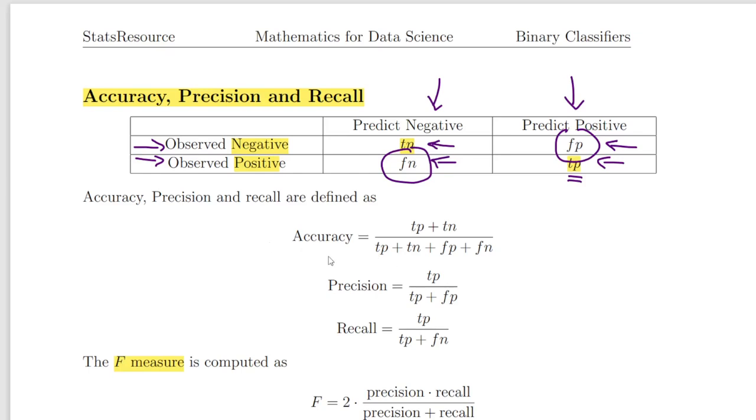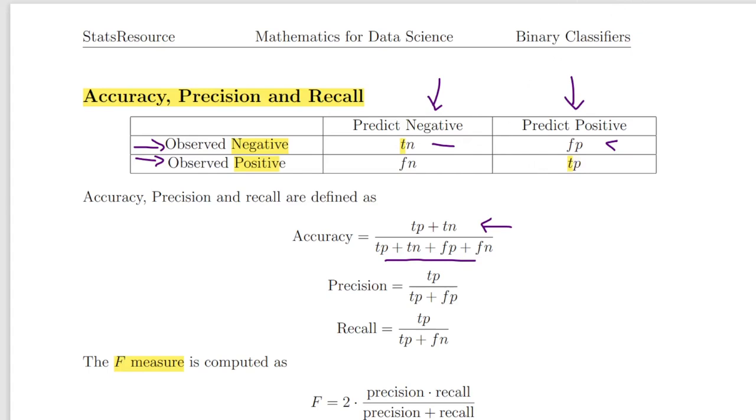Accuracy is the number of correct predictions over the total number of predictions. Correct predictions are the true positives and true negatives, the ones along the diagonal here, out of the total number. So it's a straightforward number to calculate.